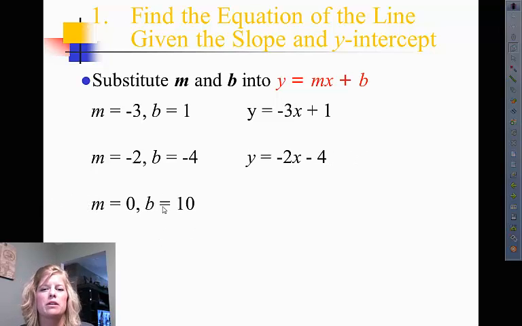How about this one? A little bit trickier. Do you remember this from the last slide? Yeah, you'd put 0 in for x. And so what's 0 times x? 0. So it'd just be y equals 10.